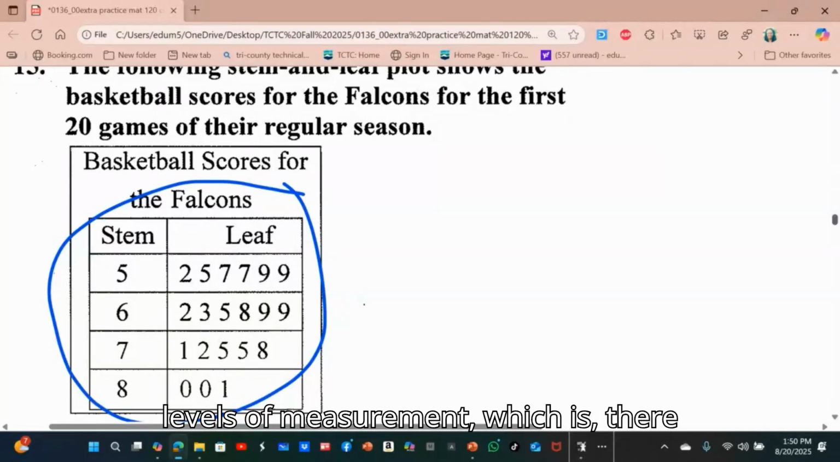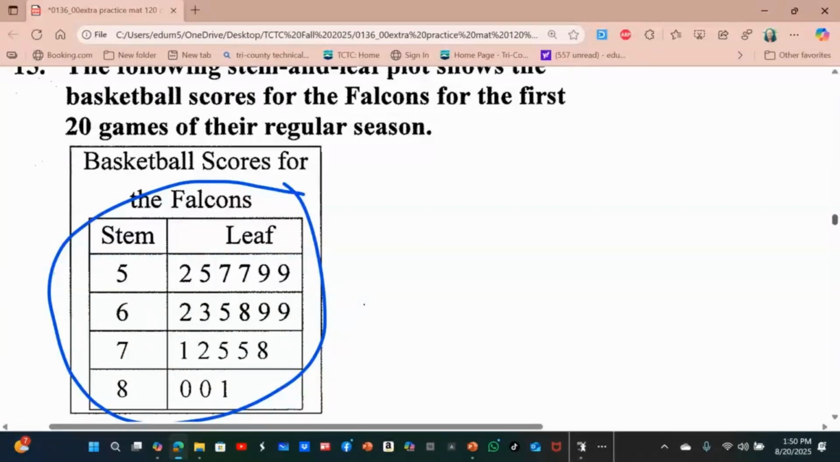Notice the levels of measurement, of which there are four. Variables are quantitative and qualitative, and discrete and continuous. They're all related one way or the other. So this is called a stem and leaf display.